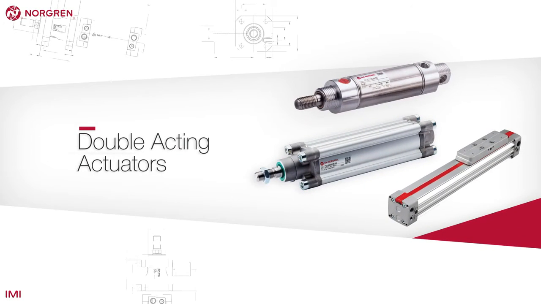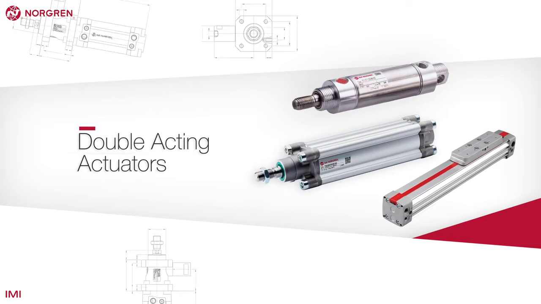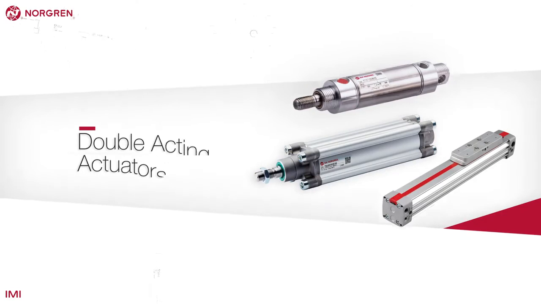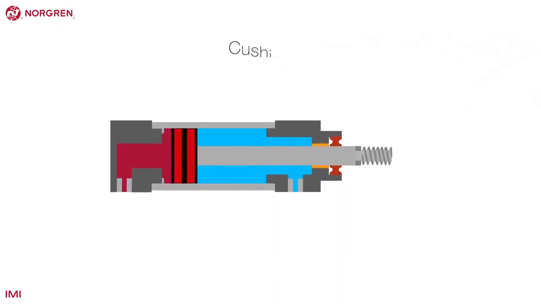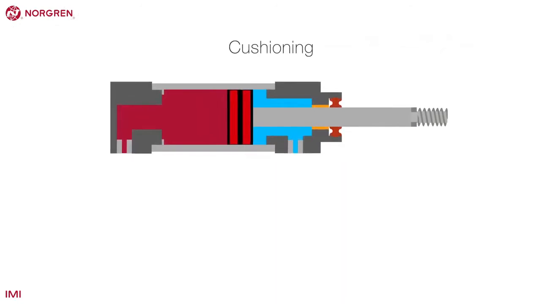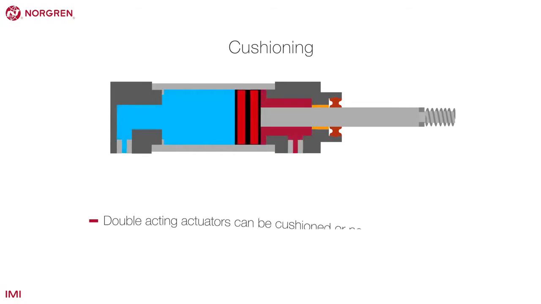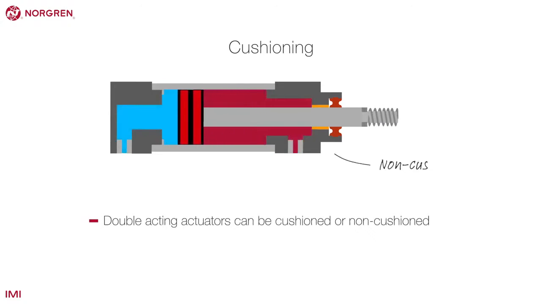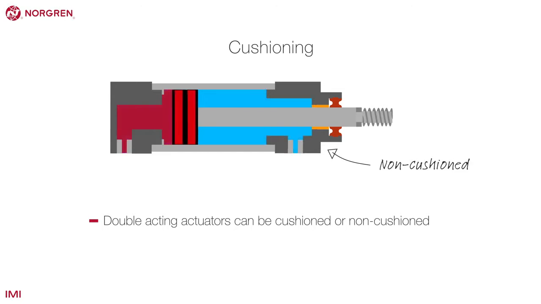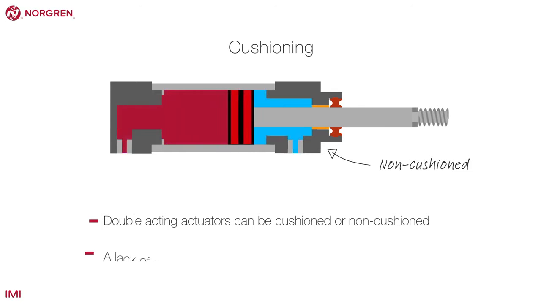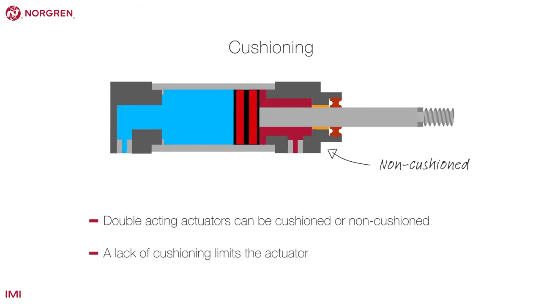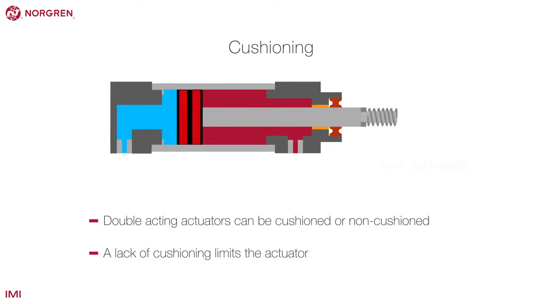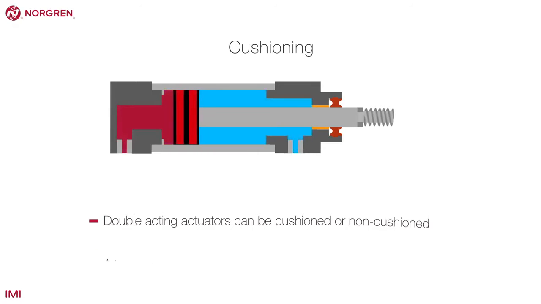Double-acting cylinders replace the spring with air, meaning more control in both directions and the option of longer stroke lengths. When a double-acting actuator reaches the end of a stroke, it can be cushioned or non-cushioned. Here we see a representation of a non-cushioned actuator. A lack of cushioning limits the usage of the actuator and makes it more suitable for full-stroke slow operation.